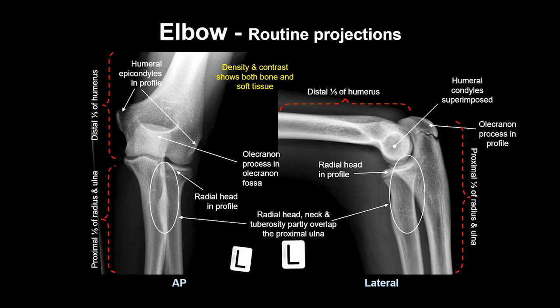On the lateral view, you need to include the distal third of the humerus and the proximal third of the radius and ulna, and the olecranon process should be in profile, and the radial head should be in profile, and the humeral condyles should be superimposed.